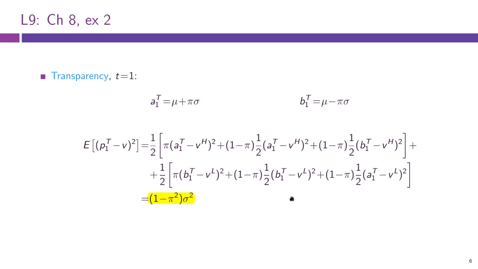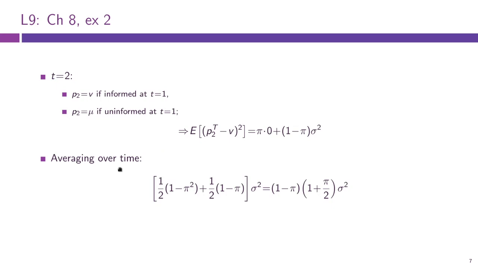Okay, so this is one of the 4 terms that we needed to compute. We need to compute this residual variance for prices in 2 periods under 2 scenarios. We've just done one of each. So let us move on to the second period under transparency. It'll be a little simpler.